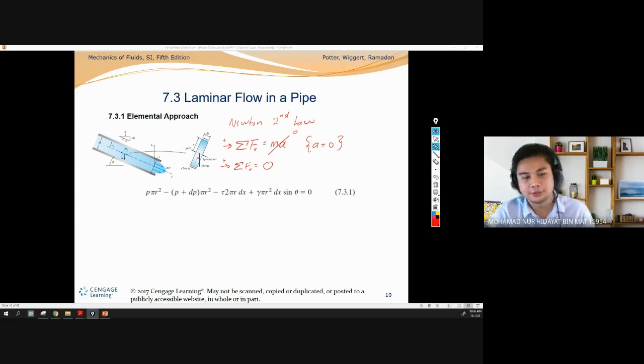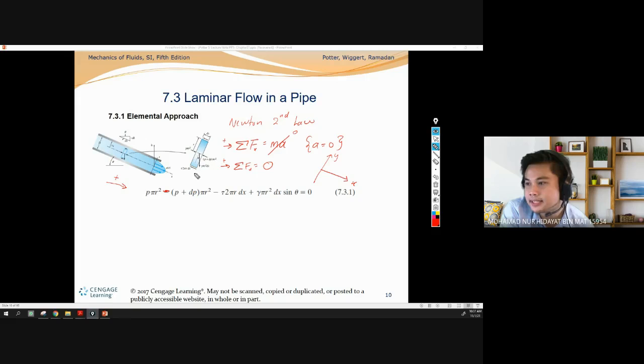So what is the force? You can see here. This is x direction. I give you the coordinate. This is x, this is y. Alright, what is the force affecting this elemental approach? From here, positive: pressure times area, pi r squared, which is pointing to the right, positive. You can see another one, pressure plus dp, times pi r squared, which is pointing to the left, negative.